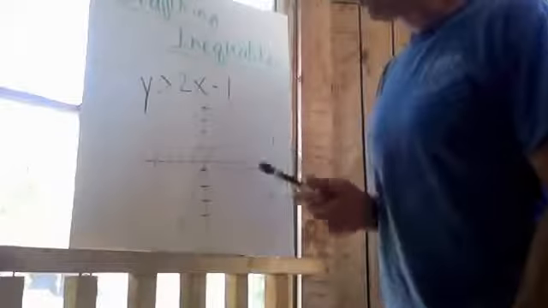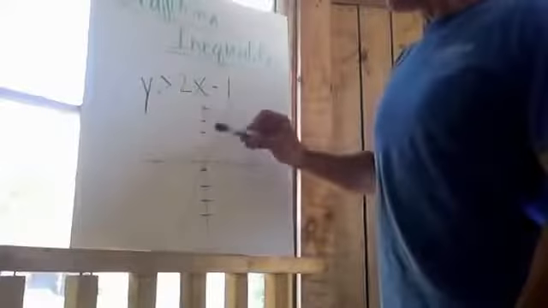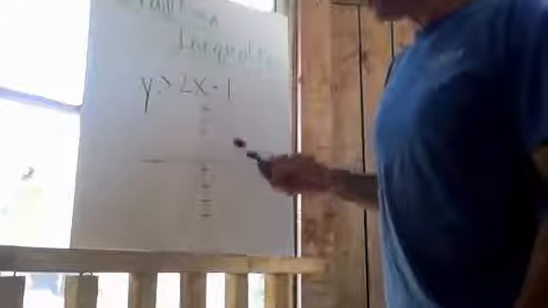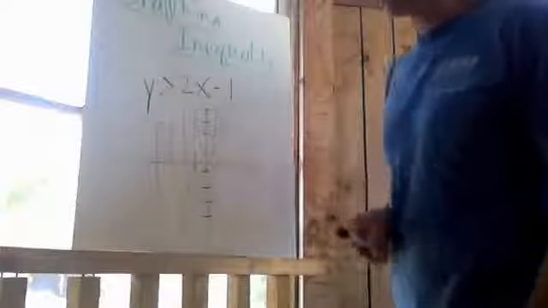But it's not y equals 2x minus 1. It's y is greater than 2x minus 1. So I'm going to want the points that make this true, that make it greater than. If I have a line here, everything above it, so I would shade this in, everything above it is going to be greater than. If it was y is less than, I would shade everything below it.